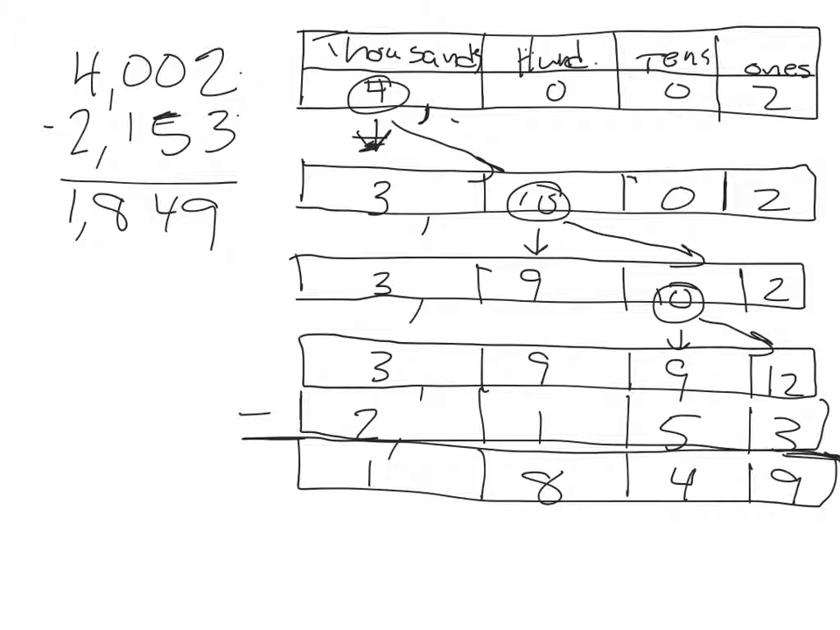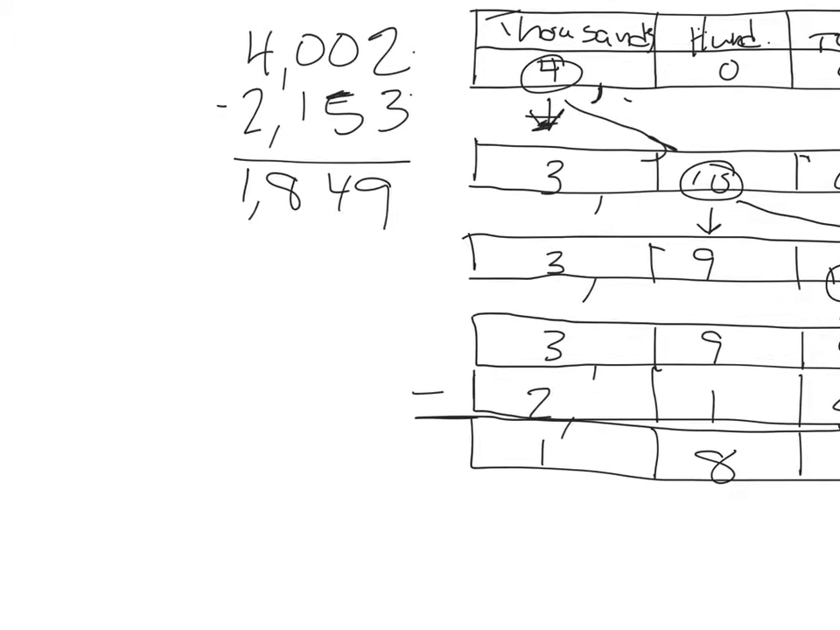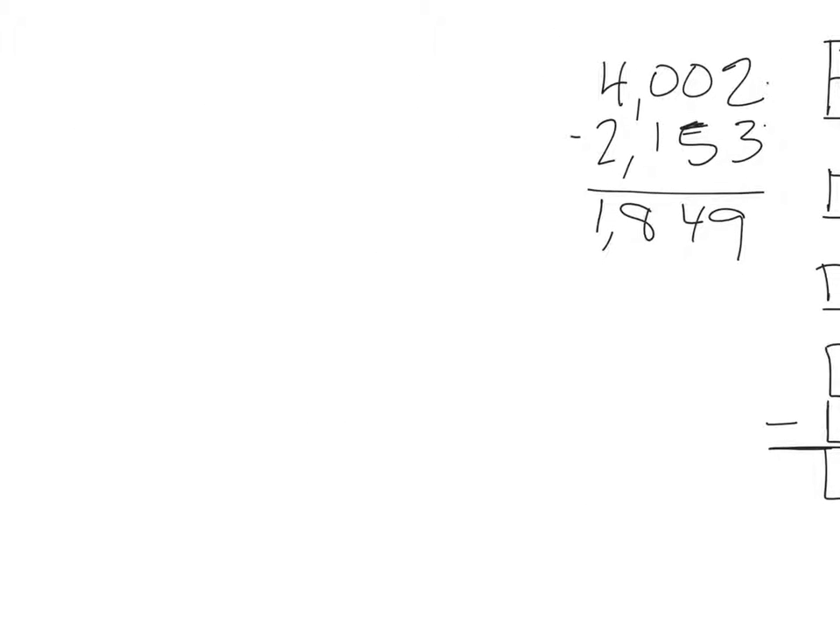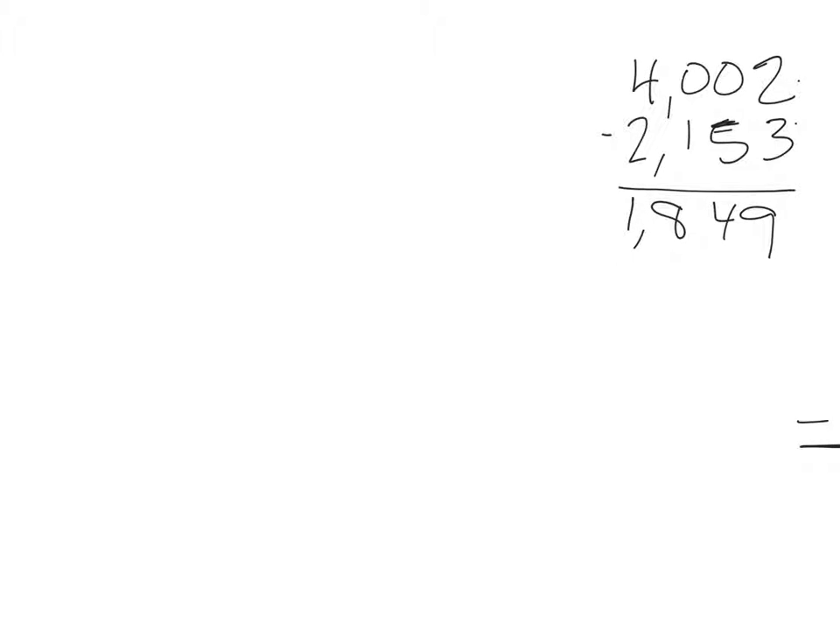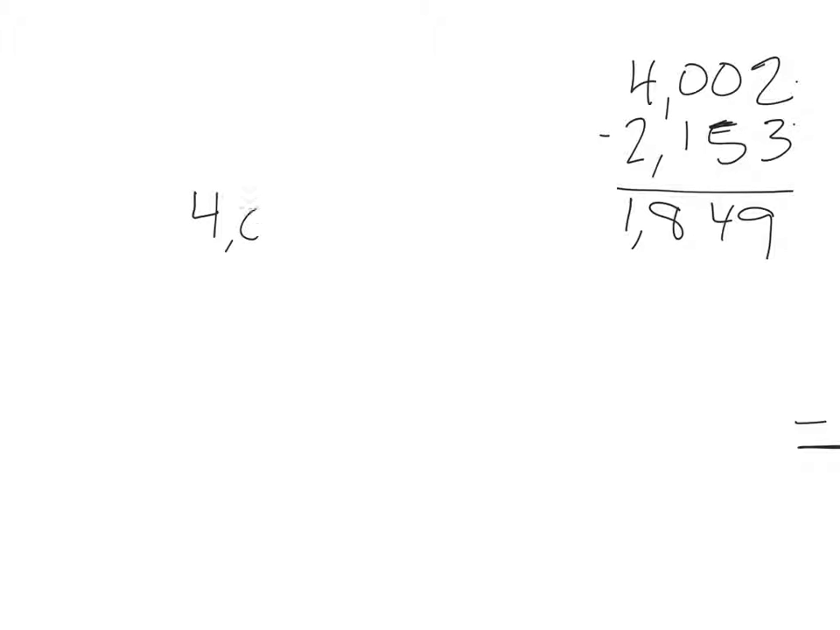So let's take a look at a different way to subtract this. We'll line it up, and we call this the regrouping method. So I'm going to rewrite it again down here. 4,002 minus 2,153. And like I said before, this is like the traditional way.